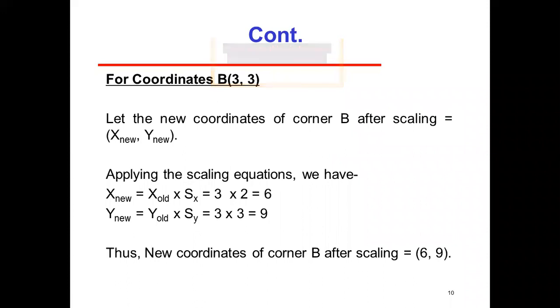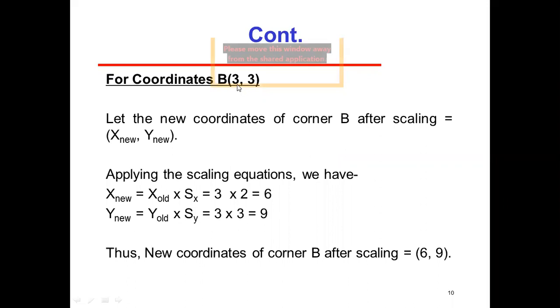Now again you can calculate for vertex B. Okay, 3, 3. This is already mentioned in the problem. Let the new coordinates of corner B or vertex B after scaling be x new comma y new. Now we are already aware of the scaling equations. Okay, x new equals x old into sx, y new is equal to y old into sy.